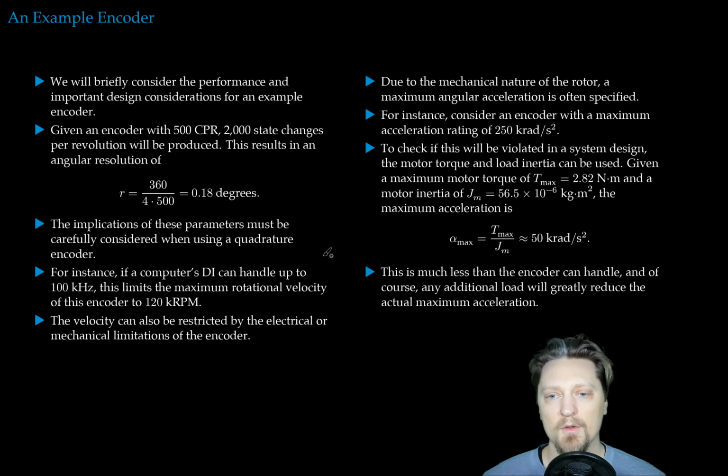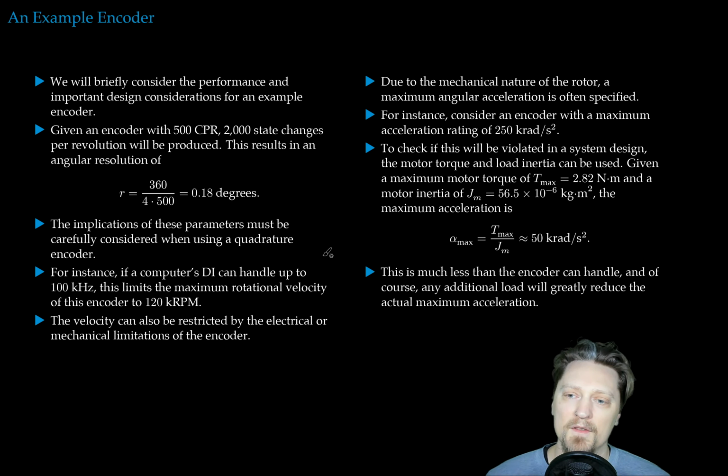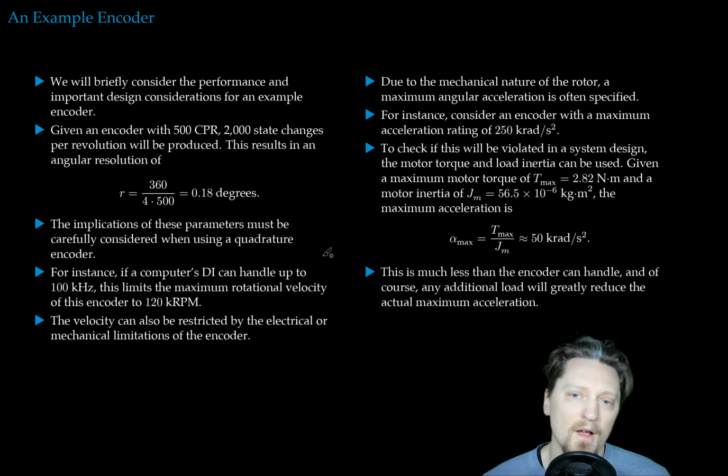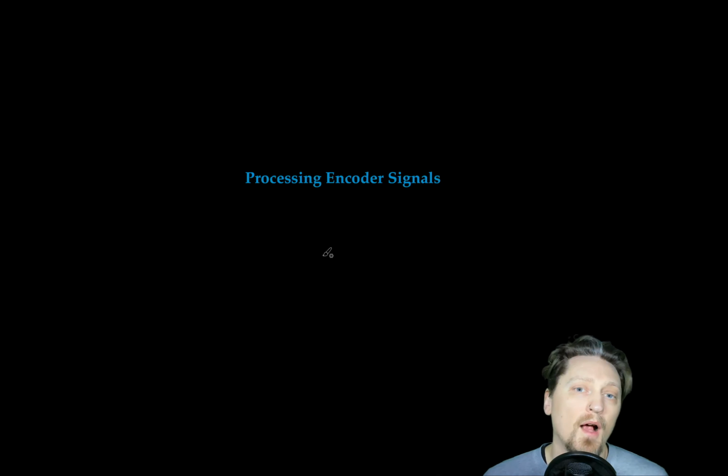kilogram meters squared, the maximum acceleration is the quotient of the max torque divided by the motor inertia, which gives us 50 kiloradians per second squared. This is much less than the encoder can handle, and of course, any additional load will greatly reduce the actual maximum acceleration.